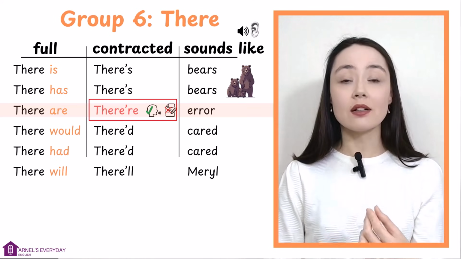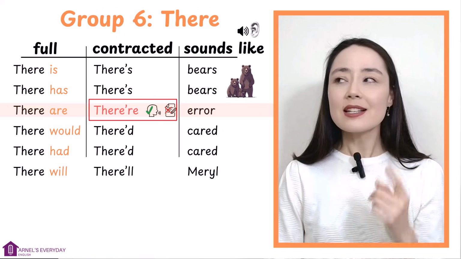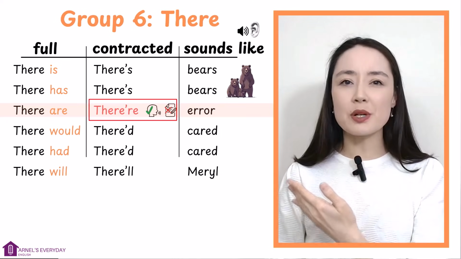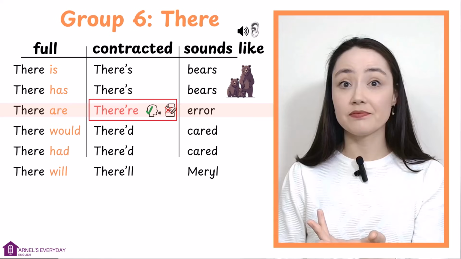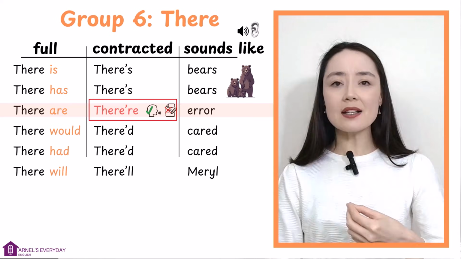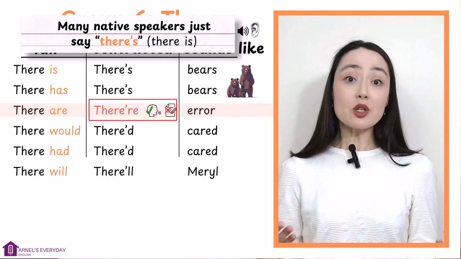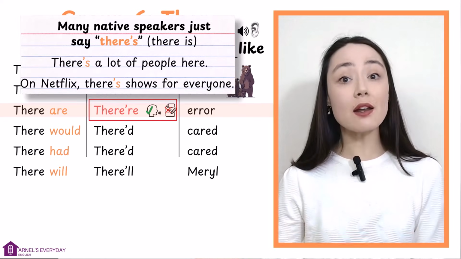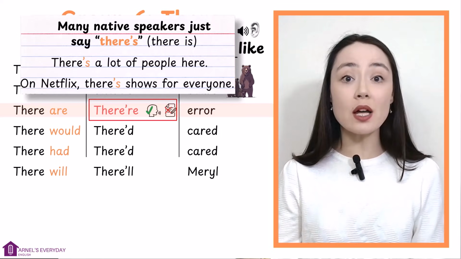There are, there're. Sounds like error. This one's not easy to pronounce. In fact, because there're is an odd contraction, many people just say there's because it's easier. There's a lot of people here. On Netflix, there's shows for everyone.